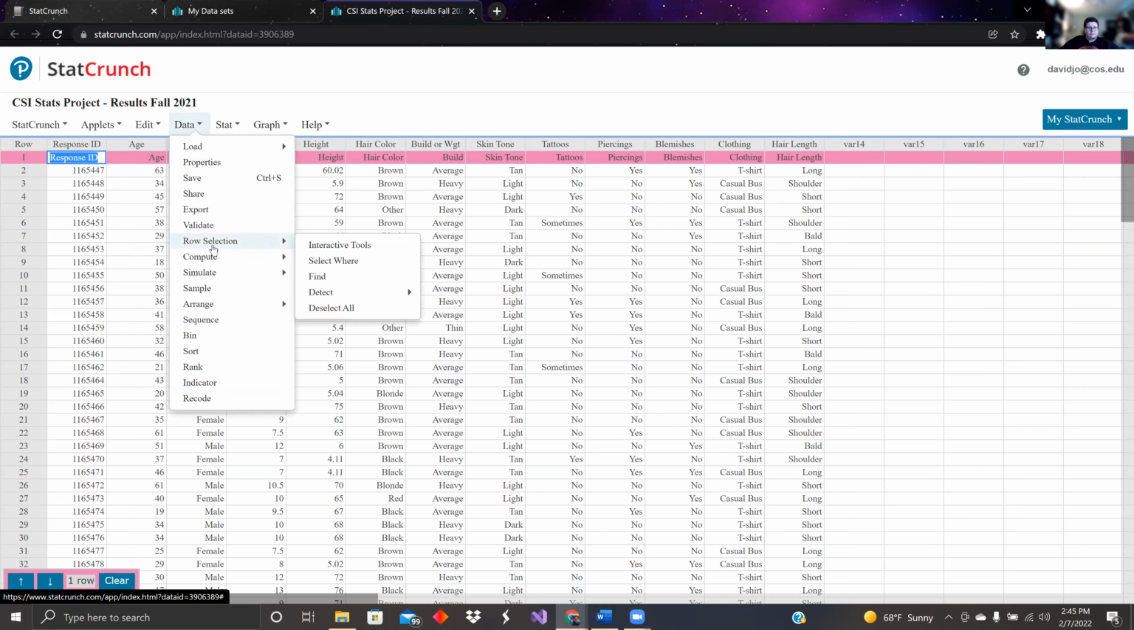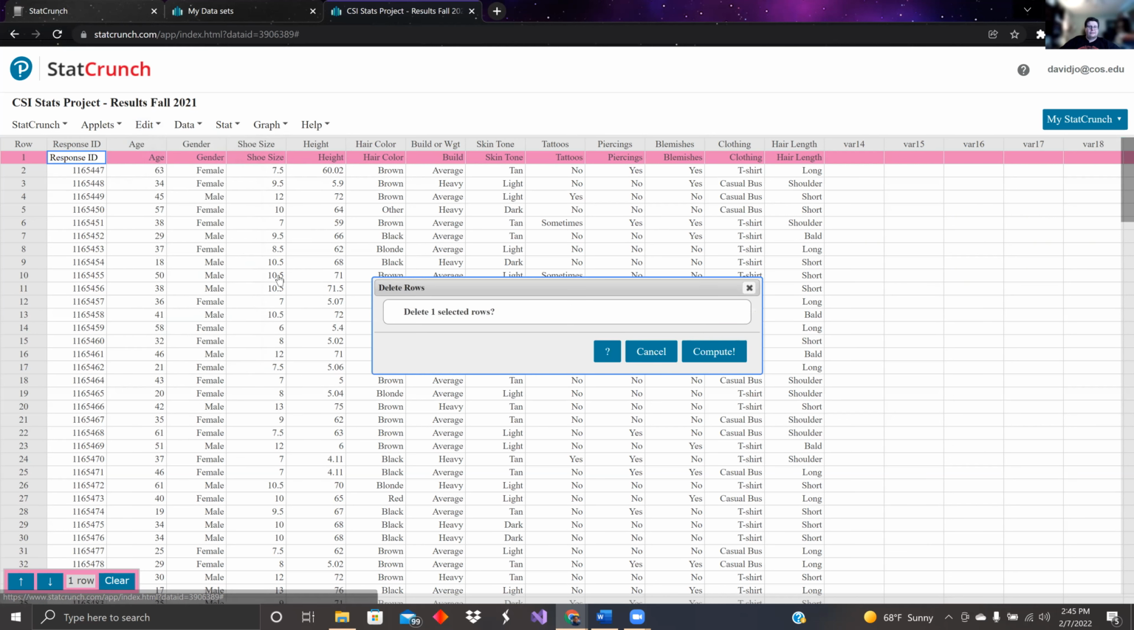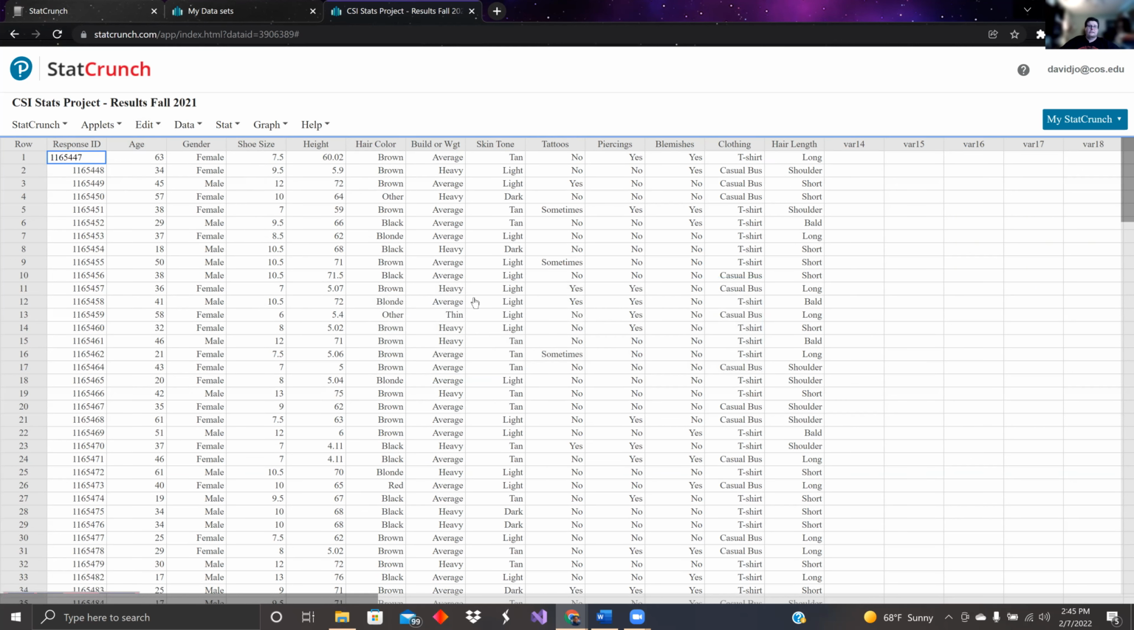What is it? Row select. Oh, nope. Just edit. Row, there we go. Edit row, delete. All right. So we got these ages in here.